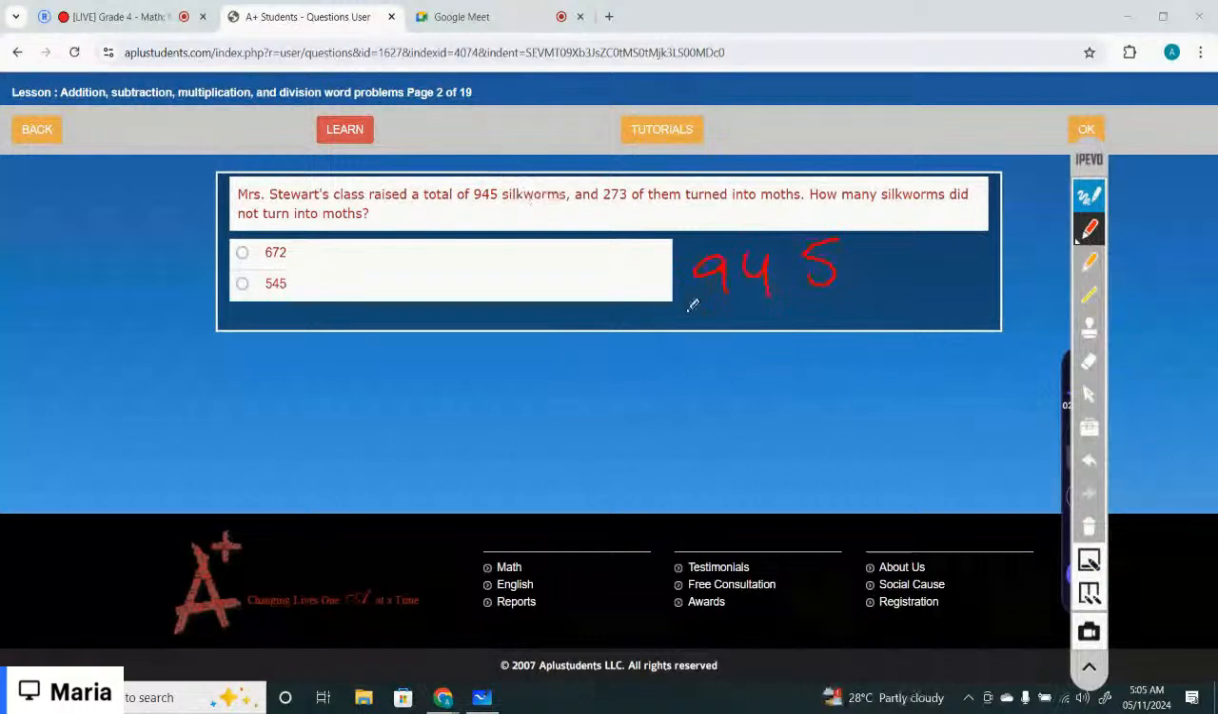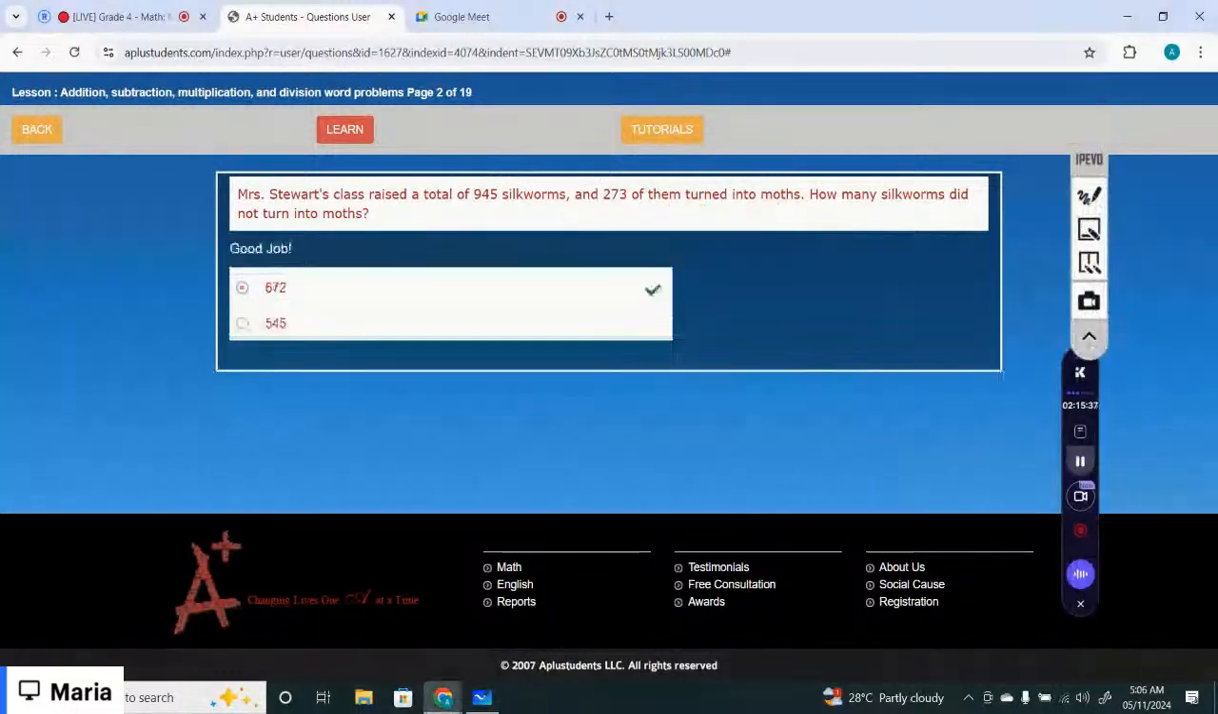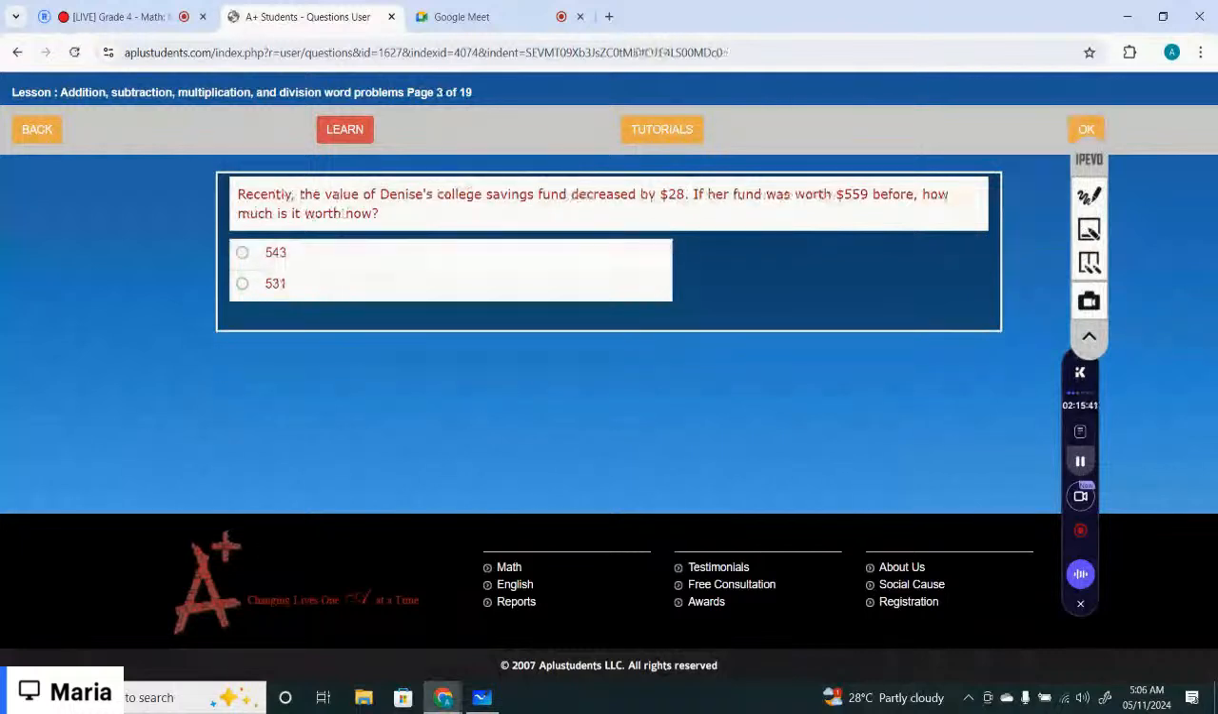So, you have to subtract. Total is 945. Subtract the ones that are moths. So, you are left with the ones that are not moths, right? 5 take away 3 is 2. You cannot subtract 7 from 4, so you need to borrow 1. That makes 8 here and 14 here. 14 take away 7 is 7 and 8 take away 2 is 6. So that is 672. Option number 1 is the correct option. That means 672 did not turn into moths, right?